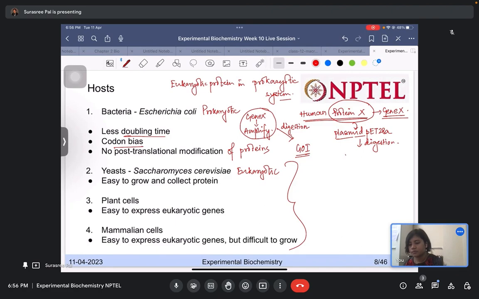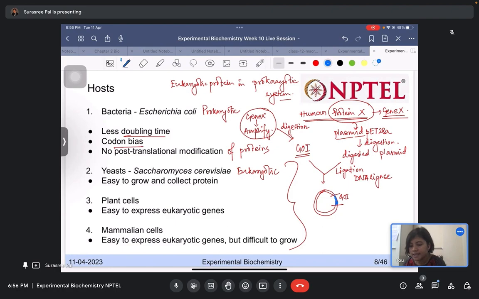Now what we do with the digested plasmid is ligate the two. We mix the gene of interest and the digested plasmid in a particular ratio, and we use the enzyme DNA ligase for ligation of the plasmid with our gene of interest. Now this plasmid will again be double-stranded circular with our gene of interest inserted in between. Suppose this blue part is our gene of interest, which will now express the protein X.